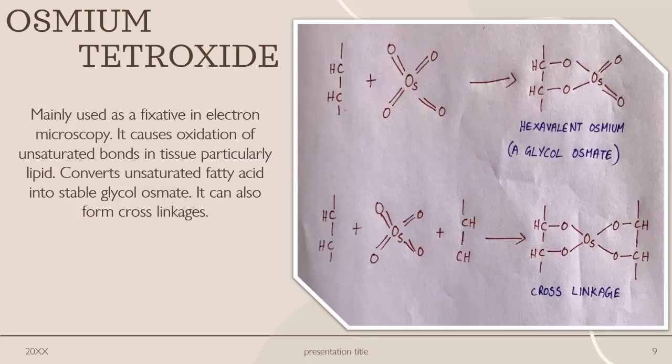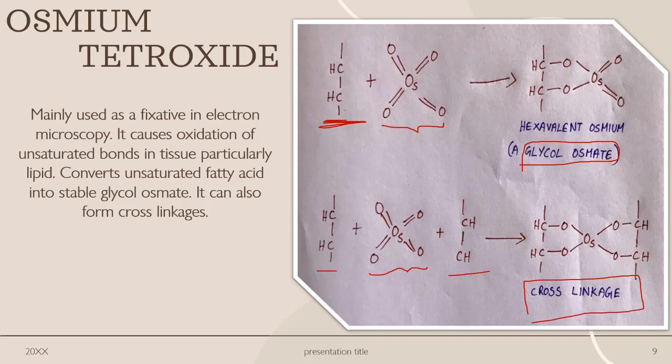Another example to explain the mechanism is osmium tetroxide. Mainly used as a fixative in electron microscopy, it causes oxidation of unsaturated bonds in tissue, particularly lipid. It converts unsaturated fatty acid into stable glycol osmate. It can also form cross linkages. So this is the unsaturated fatty acid which combines with the osmium tetroxide and forms a glycol osmate. When this osmium tetroxide is combined with two unsaturated fatty acids, it forms cross linkages. So by these cross linkages, the lipids are precipitated.